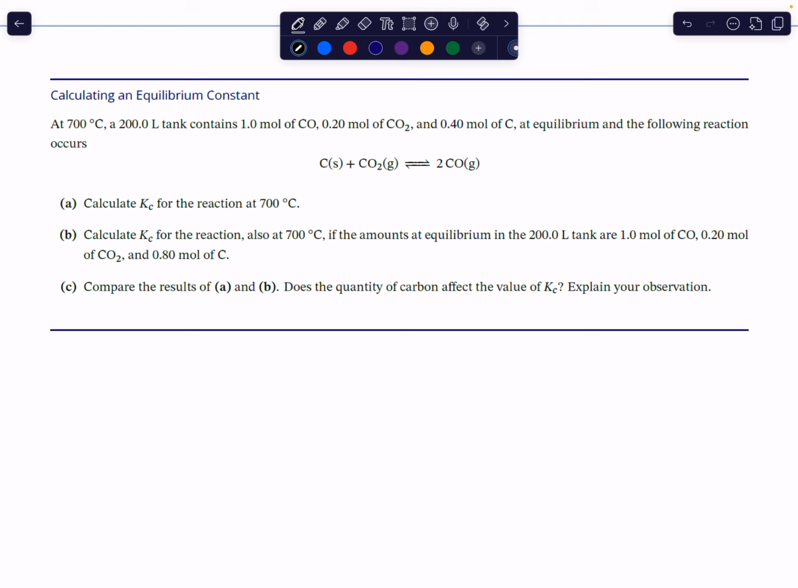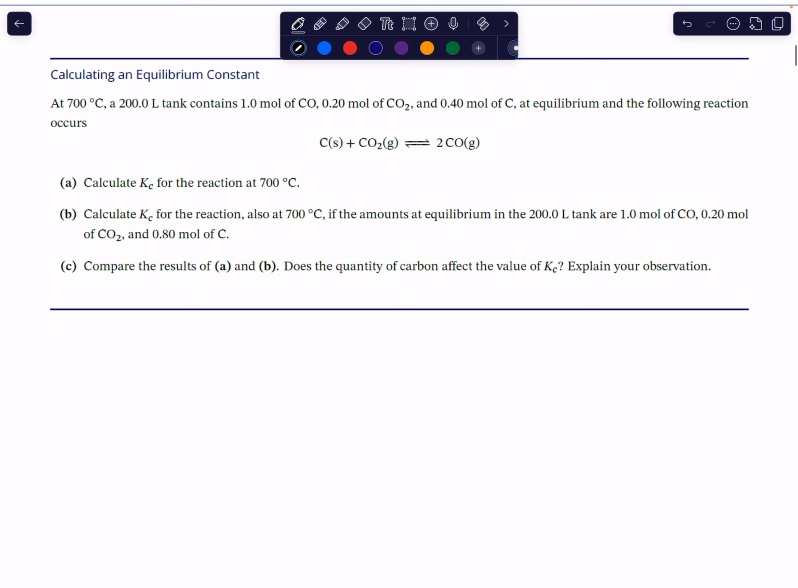And then the following reaction or equilibrium is the one that we are considering. We're then asked to calculate Kc for the reaction at 700 degrees Celsius, and then some subsequent questions. So, let's go ahead and calculate Kc, in other words, the equilibrium constant for this reaction at 700 degrees Celsius. Our first step, of course, is to write down the equilibrium constant expression.